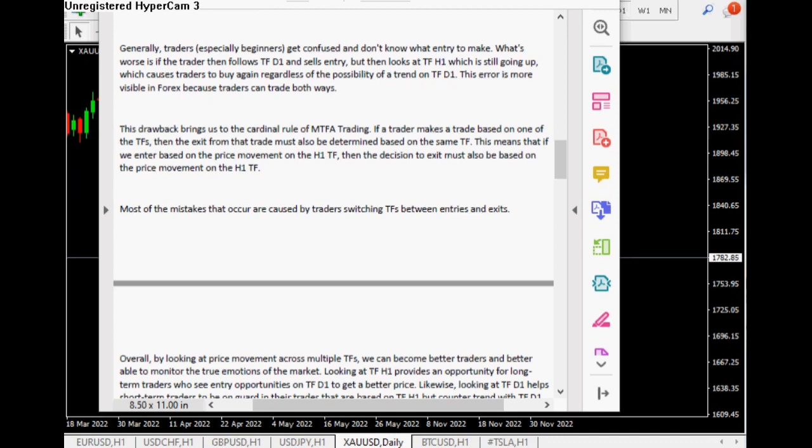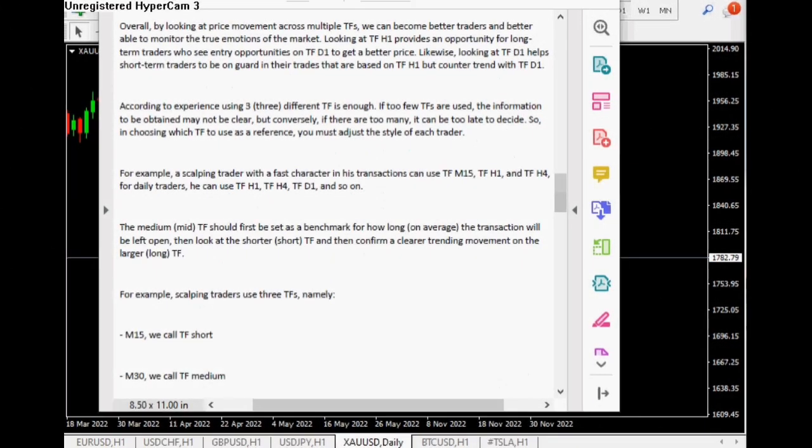This drawback brings us to the cardinal rule of MTFA trading. If a trader makes a trade based on one of the TFs, then the exit from that trade must also be determined based on the same TF. This means that if we enter based on the price movement on the H1 TF, then the decision to exit must also be based on the price movement on the H1 TF. Most of the mistakes that occur are caused by traders switching TFs between entries and exits. By looking at price movement across multiple TFs, we can become better traders and better able to monitor the true emotions of the market.